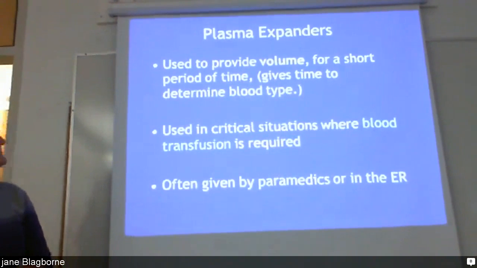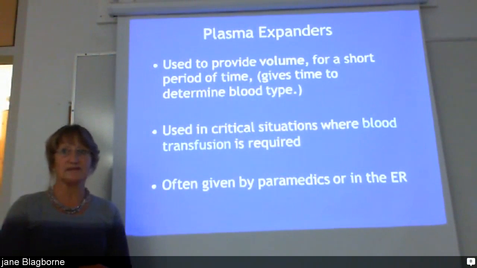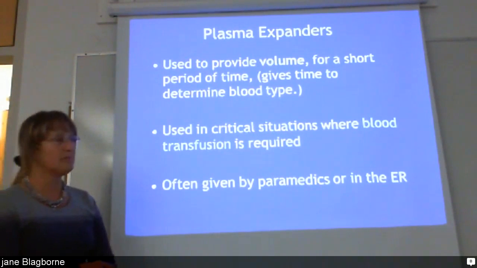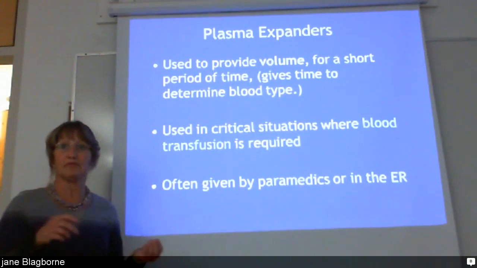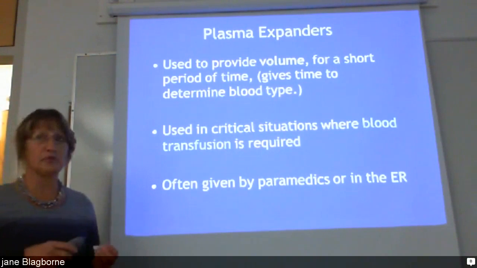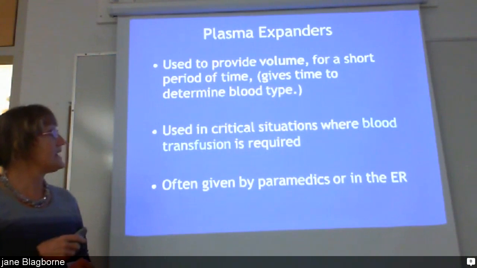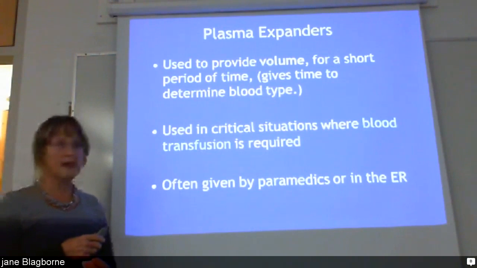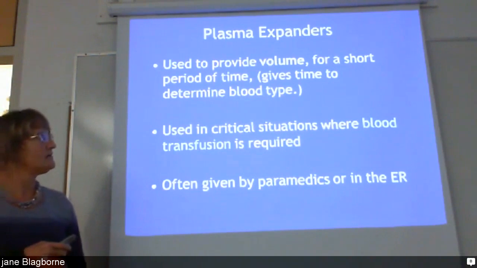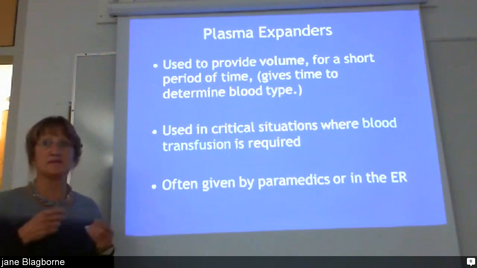Plasma expanders. Now, this is not something that you as an LPN would be involved in. You may end up going to get them for the nurses, the RNs, and the doctor, but you yourself would not be able to demonstrate them. They are just to buy the nurses and the doctors some time before we can get their blood typed. And what it does, it increases the volume.